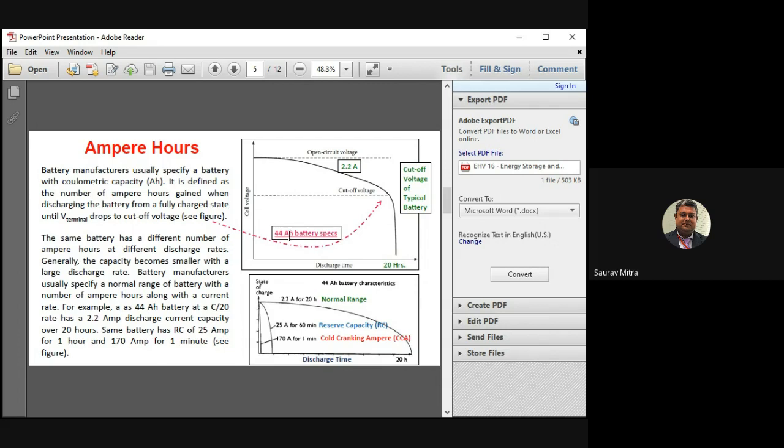If it's a 44 ampere-hour battery, it can give you 2.2 amperes for 44 divided by 2.2, that is 20 hours. If you're loading the battery less, at 1.1 ampere, the discharge time will be 40 hours. So this is the way, by loading less, you can extend the battery range. That means for a longer period of time, you can get that 1.1 ampere from the battery.